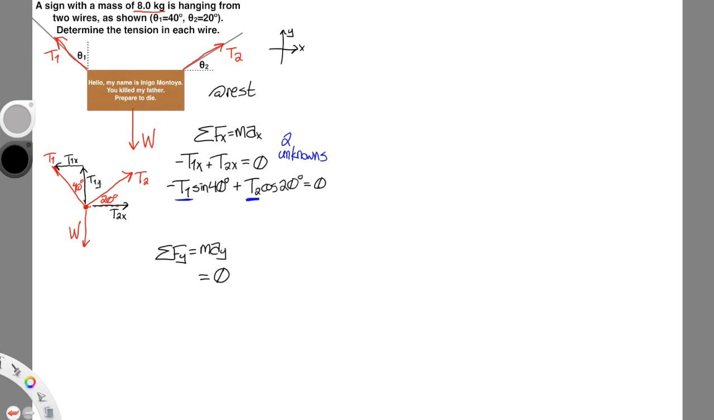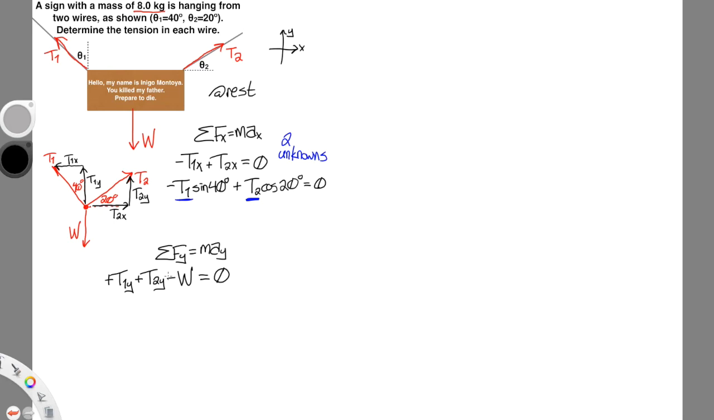Tension 1 has a component in the y direction, T1y, pointing in the positive y direction. So positive T1y is one of our y forces. Similarly, tension 2 also has a y component, T2y, that also points in the positive y direction, so we will add T2y to our y equation here. The weight vector is also in the y direction, and the entire weight vector already lines up with our y direction, so we don't need any components here. We do, however, need a negative sign because the weight points down.